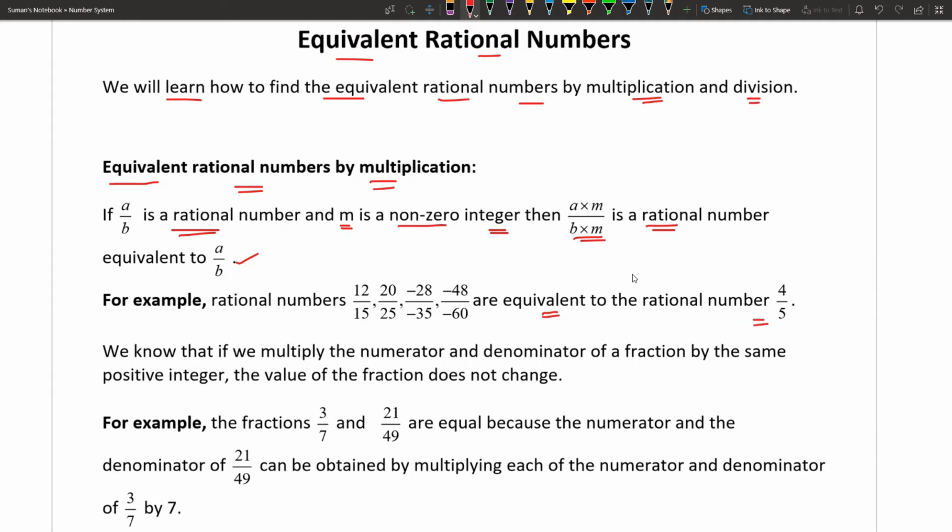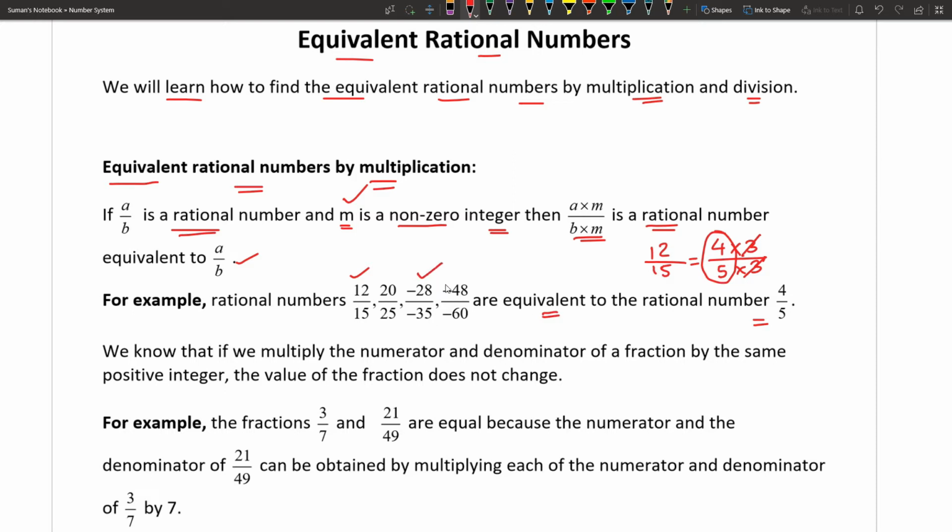How? Now check the first one, that is 12 by 15. Now 12 by 15 can be written as 4 into 3 and 5 into 3. So that 3 is the m, which is a non-zero integer. So we can divide by the 3 here, and we get the result as 4 by 5.